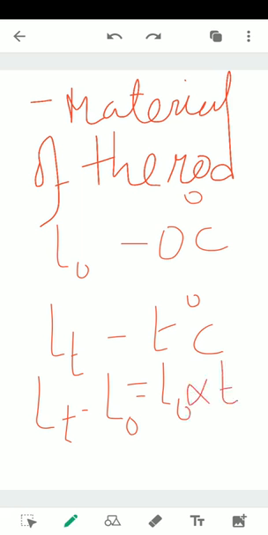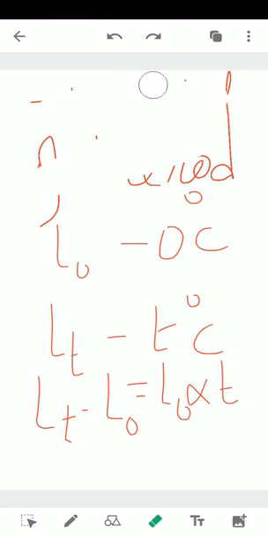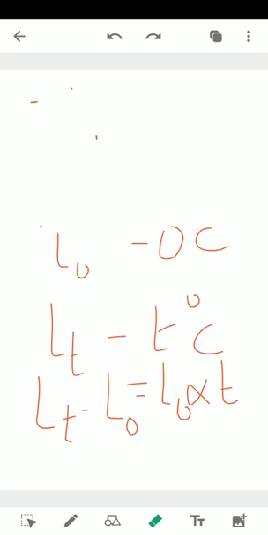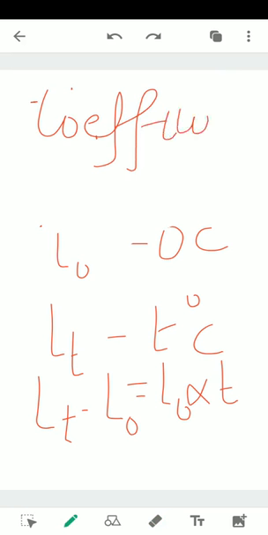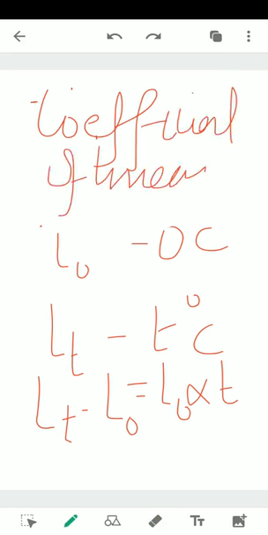So this T is the temperature, alpha is something called the coefficient of linear expansion. So let me just write it properly. It is called the coefficient of linear expansion. So this is the discussion regarding linear expansion.